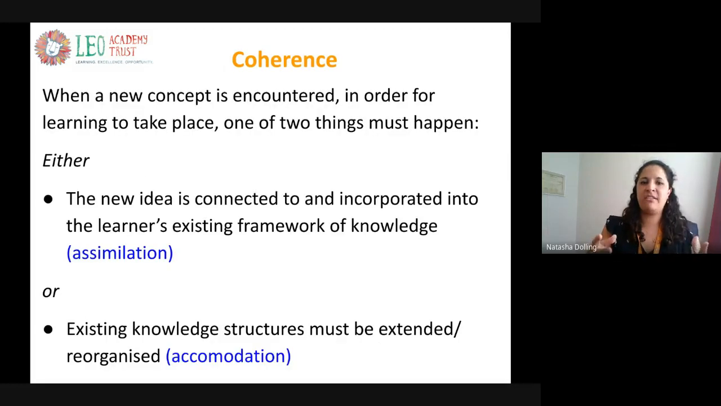And so this idea of coherence is when a new concept is encountered, in order for the child to be able to learn, one of two things must happen. Either the new idea is connected to and incorporated into the learner's existing framework of knowledge, so that's assimilation, or the existing knowledge structures must be extended or reorganized, and that's called accommodation. Maybe if you studied education at uni or you did psychology, this idea of assimilation and accommodation might be familiar to you. But either you've got to incorporate it into what you already know, or you've got to expand what you know.